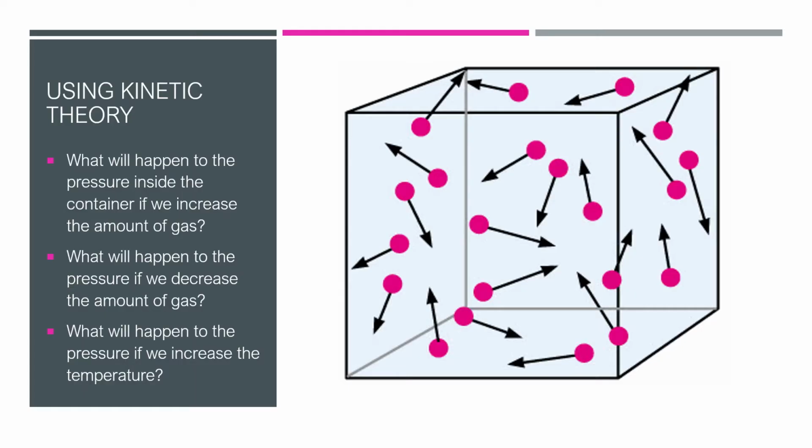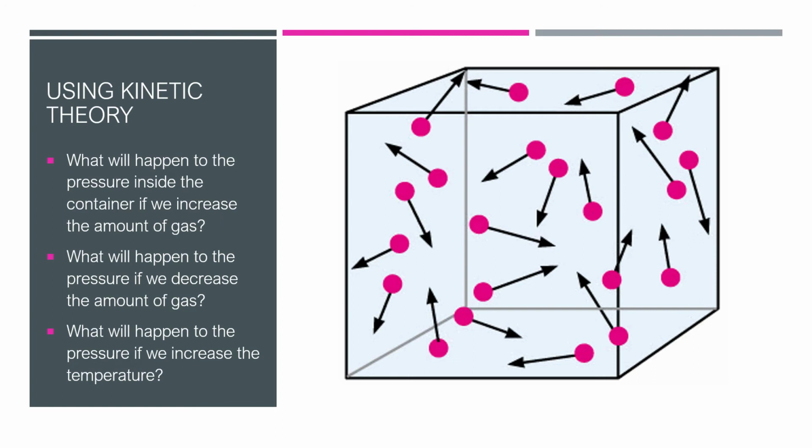On the right here, we see a cubic container filled with gas particles. The gas particles are represented by the pink dots, and their velocities are shown with arrows pointing in random directions. Now, if we keep the dimensions of the cube the same, as well as the temperature, but add in more particles of gas, do you think the pressure will increase, decrease, or stay the same? Remember that the kinetic theory of gases tells us that pressure is a result of gas particles colliding with the sides of the container they are in.